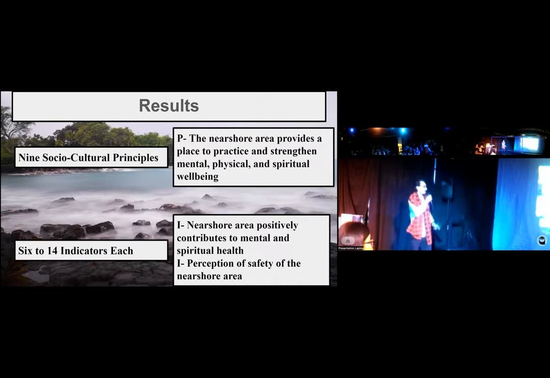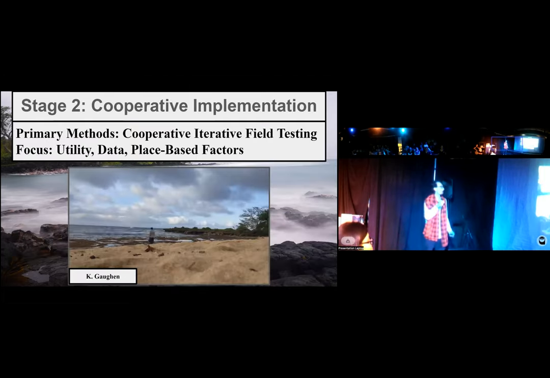The result of that stage of the work was 9 social cultural principles, each being measured by 6 to 14 indicators. An example of one of those principles: a nearshore area provides a place to practice and strengthen mental, physical, and spiritual well-being. An indicator of which would be: nearshore areas positively contribute to mental and spiritual health and the perception of safety in the nearshore area.